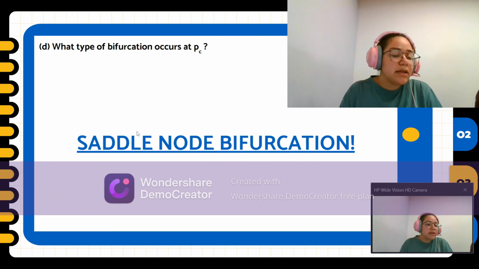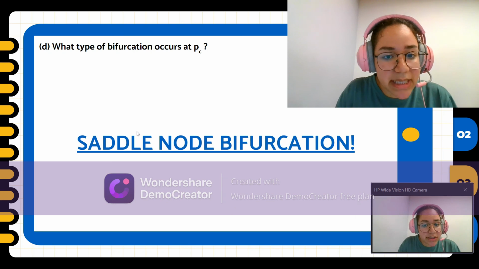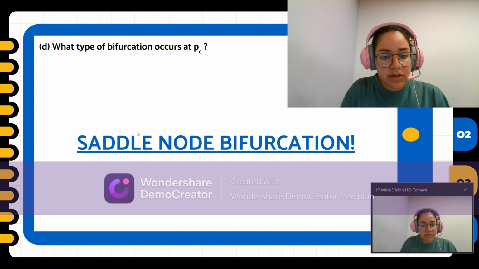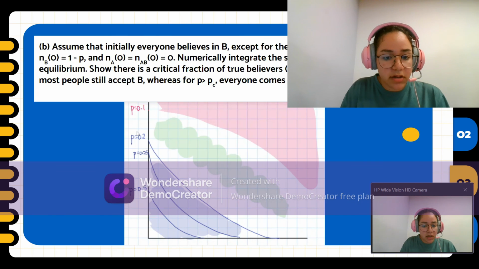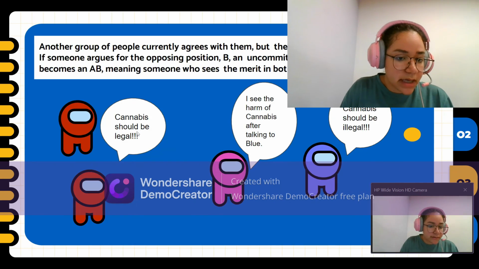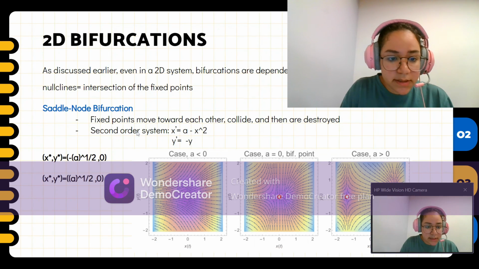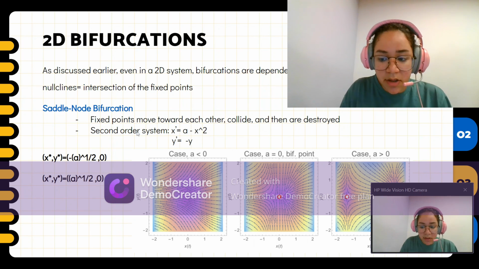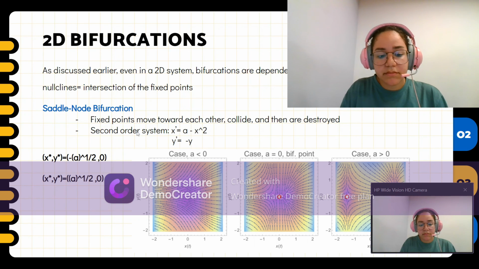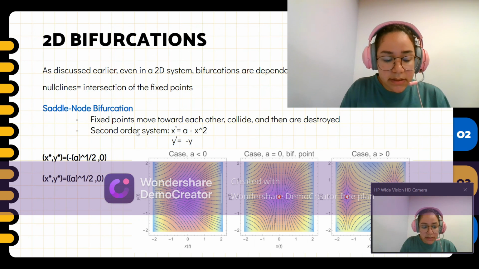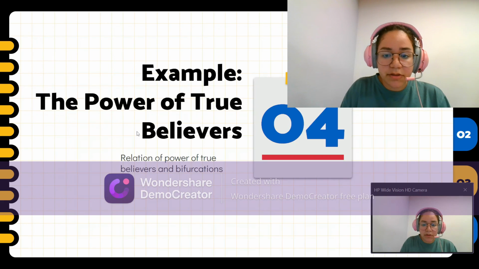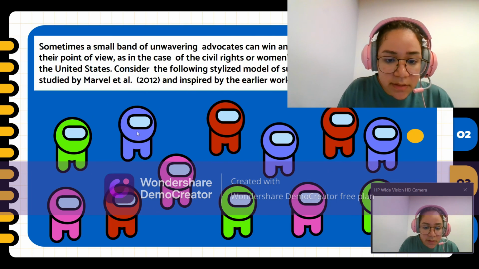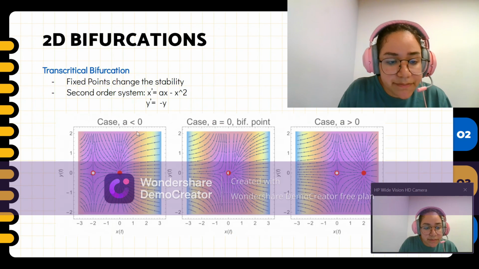Now the last part is what type of bifurcation occurs at PC, and it is the saddle node bifurcation. It relates to the graph we saw earlier. The definition of a saddle node: the fixed points move toward each other, collide, and then destroy each other. Based on what we've learned, we can see that at PC, since that was the most critical section, it is the saddle node.